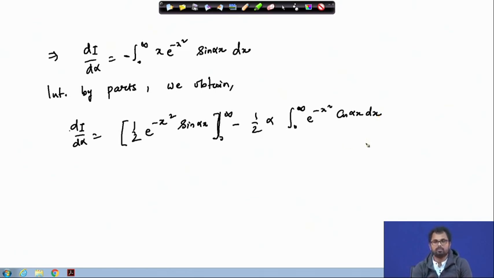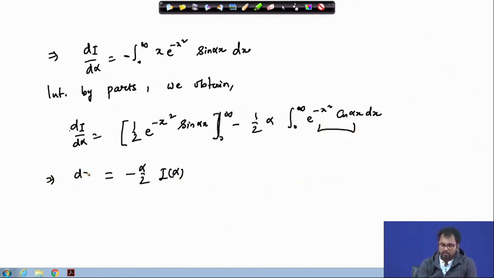This is basically a part of method of substitution and all, so it's pretty straightforward. And from here, when x is infinity, then this whole thing will go to 0, and when x is 0, then again this whole thing will go to 0. So the first term will not play any role, and the second term can be written as I alpha, because this is our I alpha we started with. Therefore our dI d alpha is basically this ordinary differential equation.